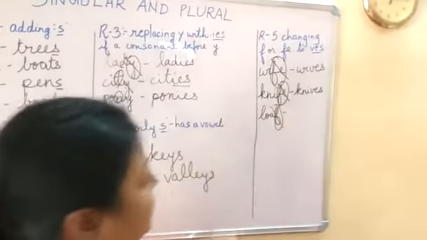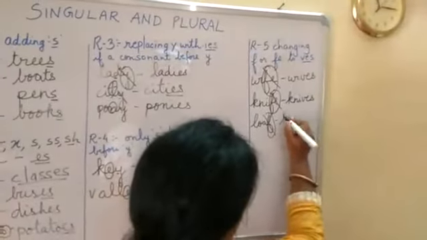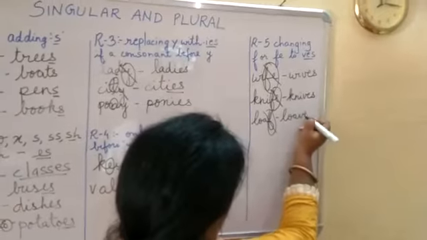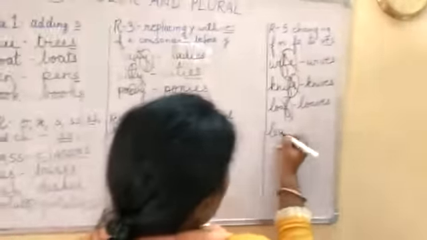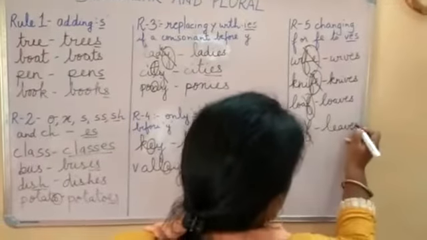Loaf. Loaf of bread. Now, the last letter is F. So, I'm not going to write this F. I'm going to replace this F with VES. Loaves. Leaf. The same way, I'm going to replace this F with VES.